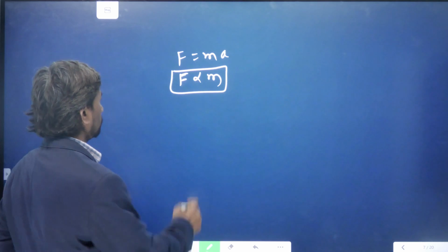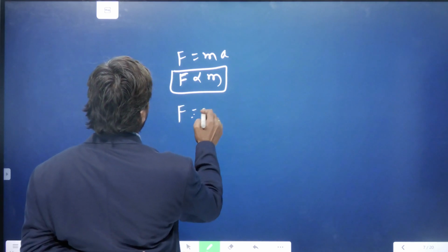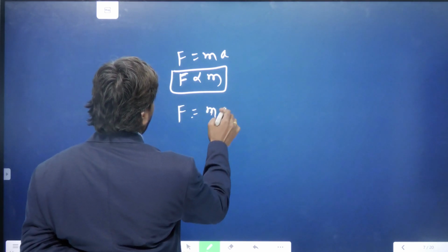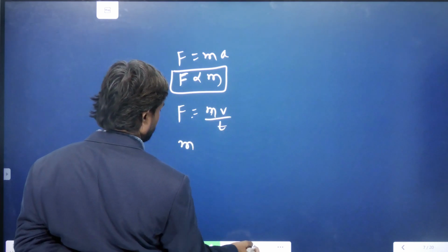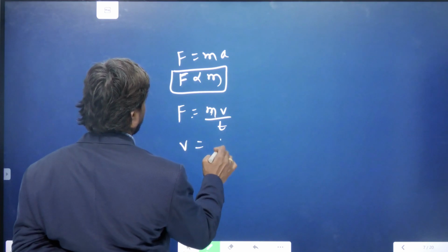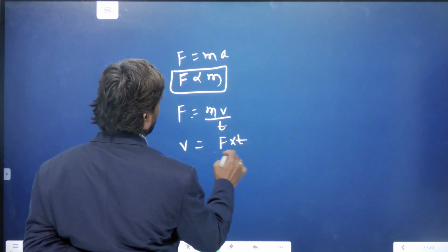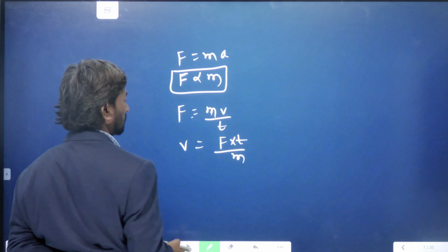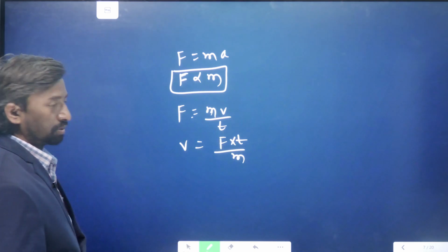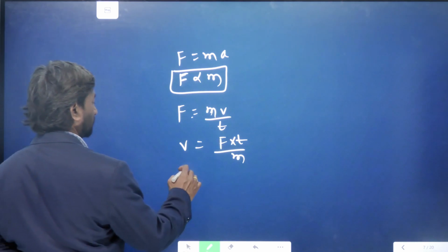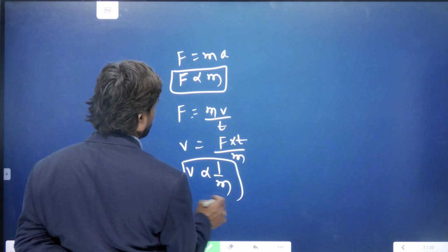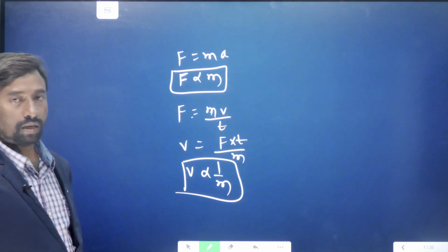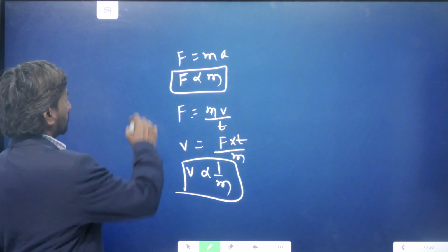So F is a constant now. We can write F is equal to m into V by T. Then V is equal to F into T divided by m. Now F is constant, which means the time duration will also be constant. Then V is inversely proportional to the mass of the body. So this is the expression between the velocity and the mass. So this is the 12th one.